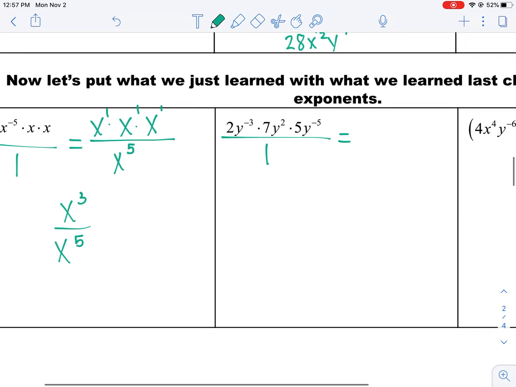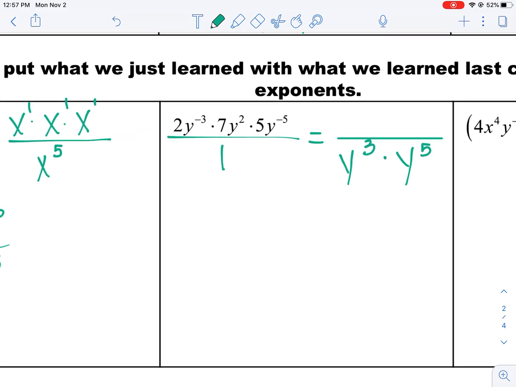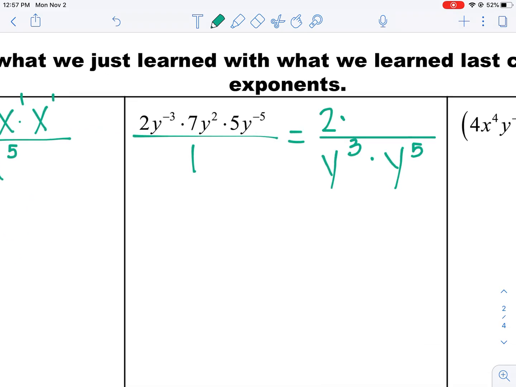In the second example, we are going to take care of anything that has a negative exponent first. Now, when you do this, just a reminder that coefficients are not attached to variables. So in this example, the y to the 3rd and the y to the 5th move downward, but the 2, the 7y squared, and the 5 stay up top. Even though the 2 and the 5 look attached to those y's, we leave them alone.